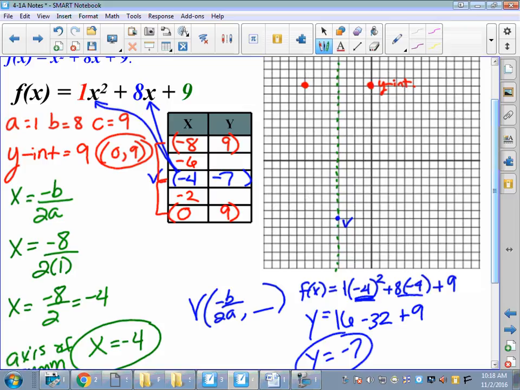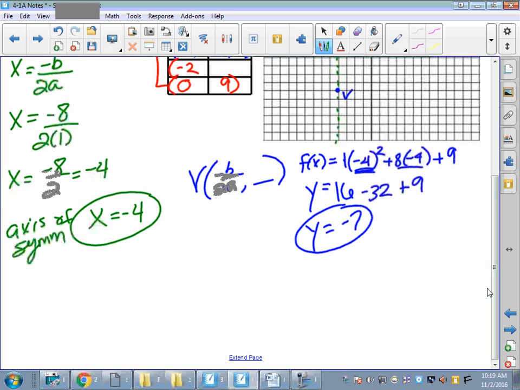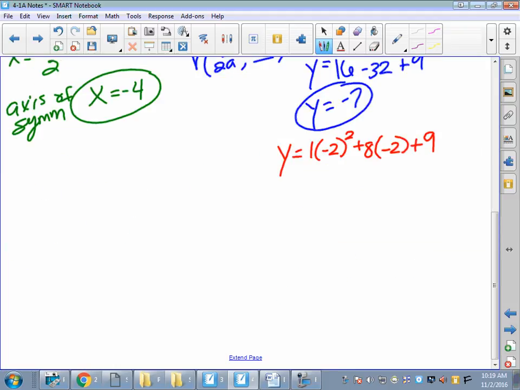I can either plug in -2 or I can plug in -6 to find this value. You simply plug it into the equation again. Just like we found the vertex, y equals 1 times -2 squared plus 8 times -2 plus 9. I'm plugging in the x value, but I have to plug it in twice. I'm going to square the -2 first and multiply it by 1.